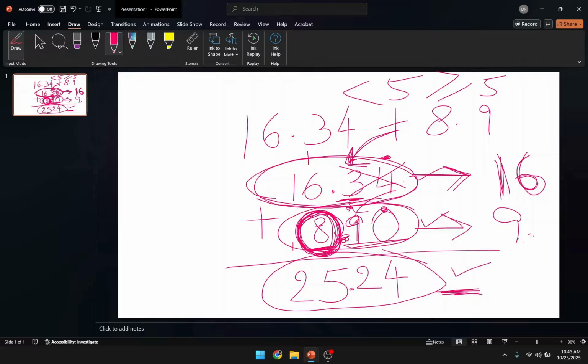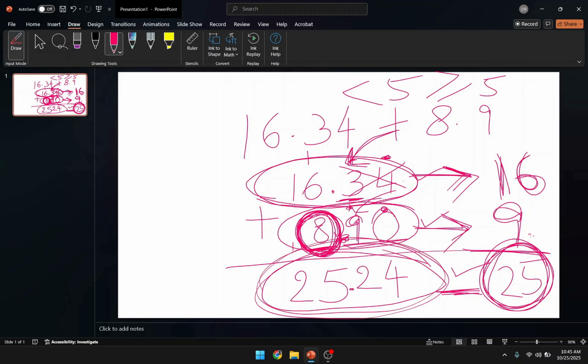So now let's see. My estimate for this is 16. My estimate for this is 9. So I know 16 plus 9 is 25. So I estimate that the sum of these two decimals is 25. But what is the actual answer I got? 25.24. Fair enough. That's close. I estimated that the answer is 25. My actual answer is 25.24, which are one and the same almost.